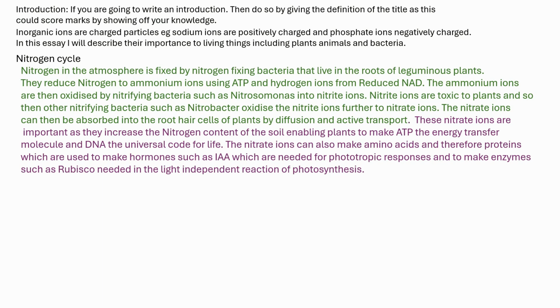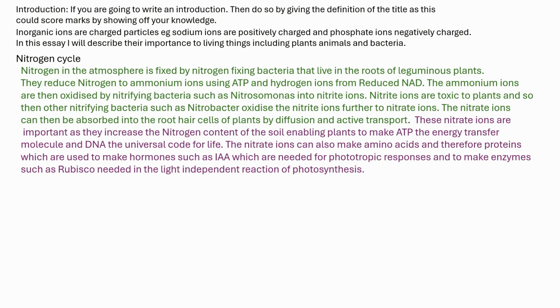Why is all of this important, talking about nitrate ions in the soil? These nitrate ions are important because they increase the nitrogen content of the soil, enabling plants to make ATP, because that contains nitrogen atoms, and it's the energy transfer molecule, and to be able to make DNA, the universal code for life. You can go into a bit more depth about why ATP is important for muscle contraction, etc., or why DNA is important as well if you want to, but you might be going a little bit off topic there and you want to stick within your time limit.